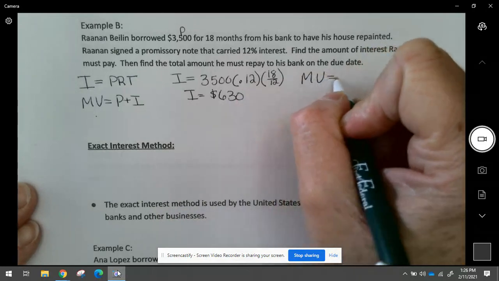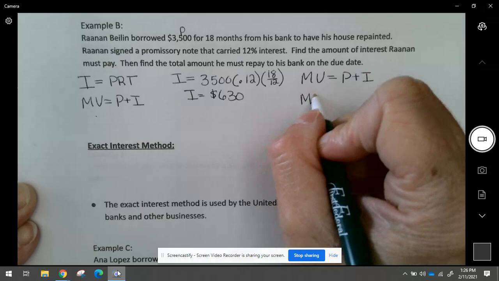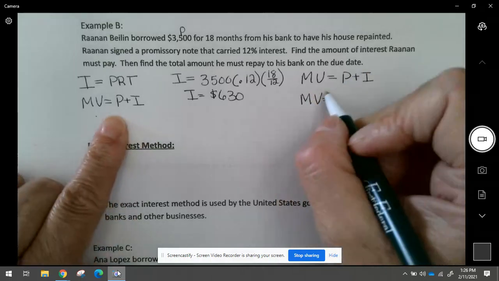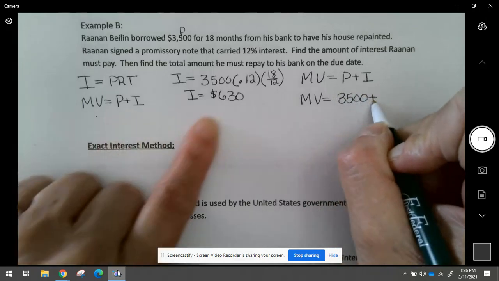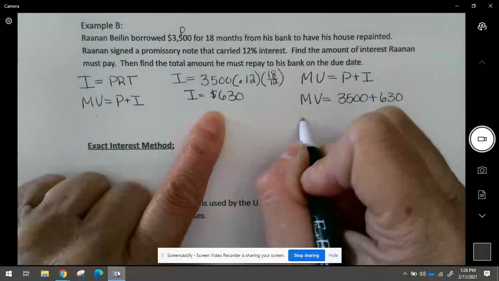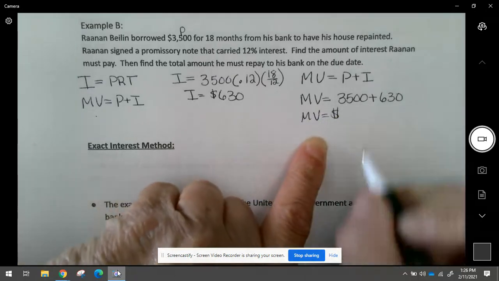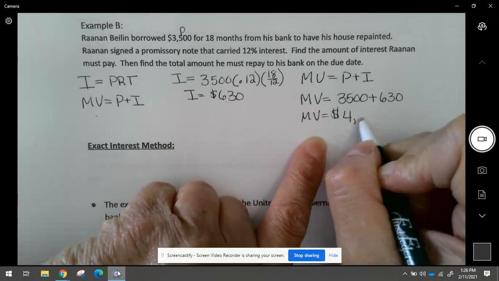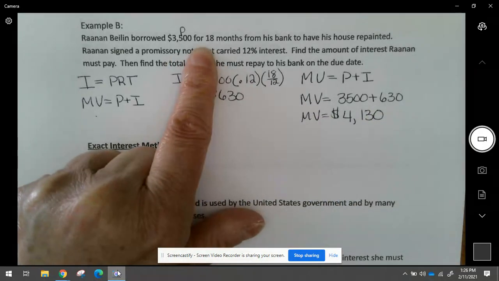Now we'll calculate the maturity value. Principal was $3,500 plus the interest we just calculated. So the maturity value on this one will be $4,130 due in 18 months' time.